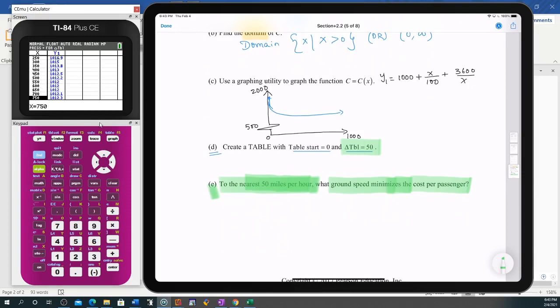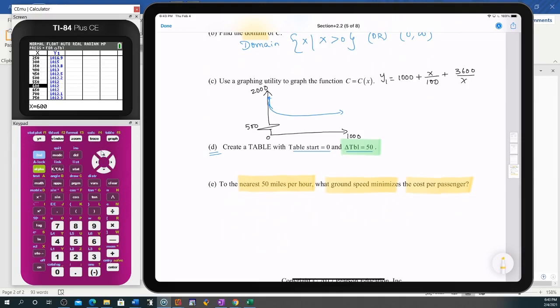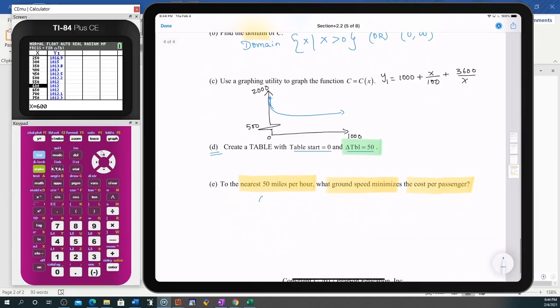Now, since it's asking me to the nearest 50 miles per hour, what ground speed minimizes the cost? I'm going to take this middle number here. So since I have 10.12, 10.12, 10.12, I would take 600 as my minimum value. So the answer for this would be the ground speed has to be 600 miles per hour for the cost to be minimum.